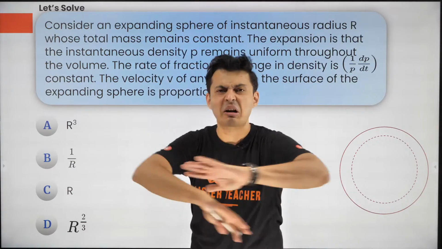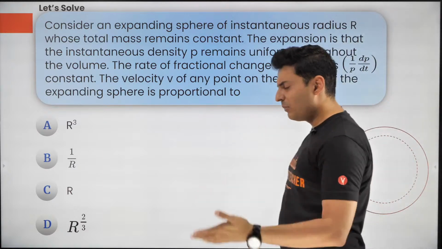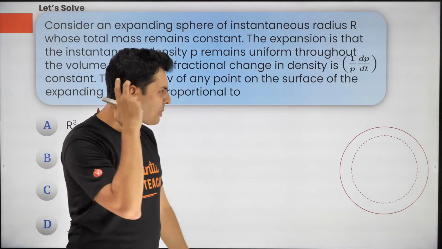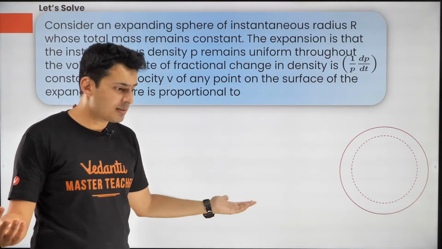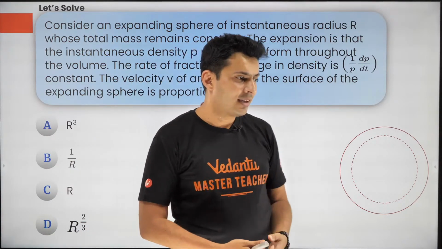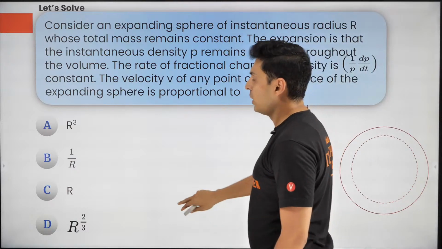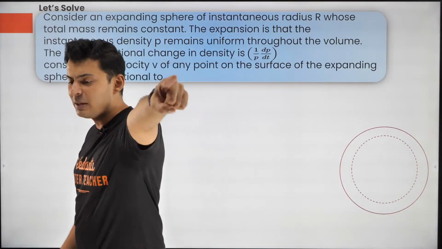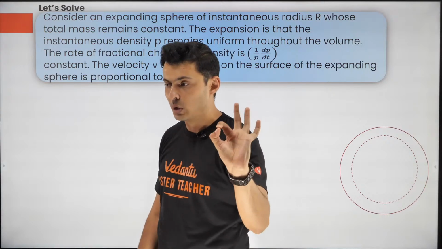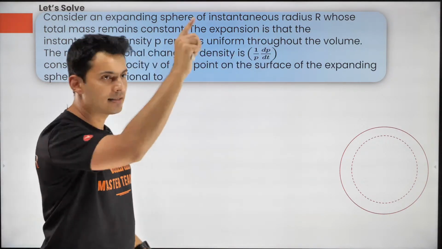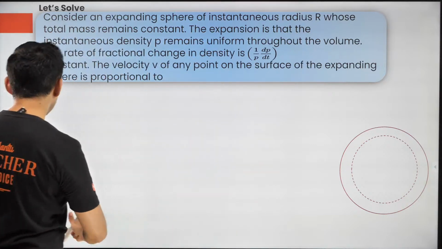Now this looks like a crazy question. What is happening over here? I mean, 1 by rho d rho by dt, and then I have this velocity on the surface, the sphere is expanding. Okay, let's do this. Believe me, this is not so difficult. It's not so difficult if you know a little bit of derivatives. Let's see how. Observe, focus, concentrate on the session now.